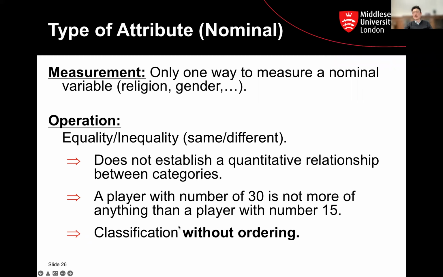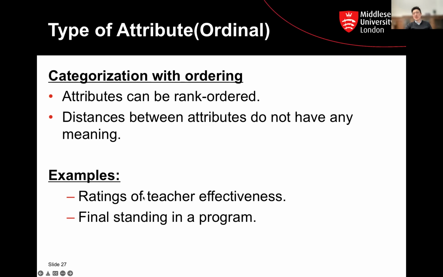Okay, and then the next one is the ordinal, where you actually have an order, but you don't have a distance. For example, dress size: you would have an order of small, medium, large, but you don't have a distance. Then you have the rating of how effective a person is. You can say the person is effective or not effective, but there's no so-called distance; effectiveness distance does not exist.